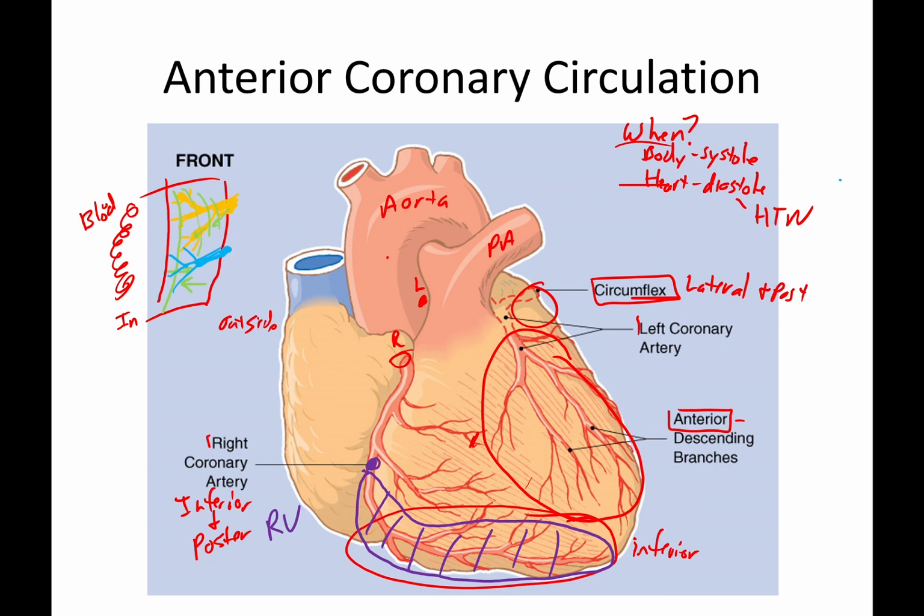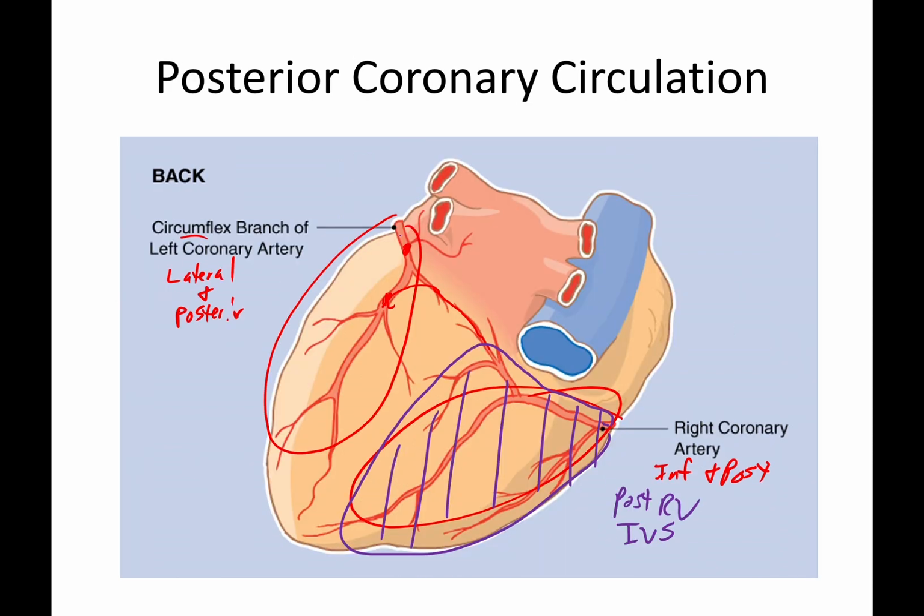Vice versa, if you think about blockages in your LAD, so this is the LAD, and over here is your LCX. Think about that: if you have a blockage here, you're taking out the anterior portion of your heart, whereas if you have a blockage in your circumflex, you won't see much here, but a blockage in your circumflex can take out a large portion of your left ventricle.